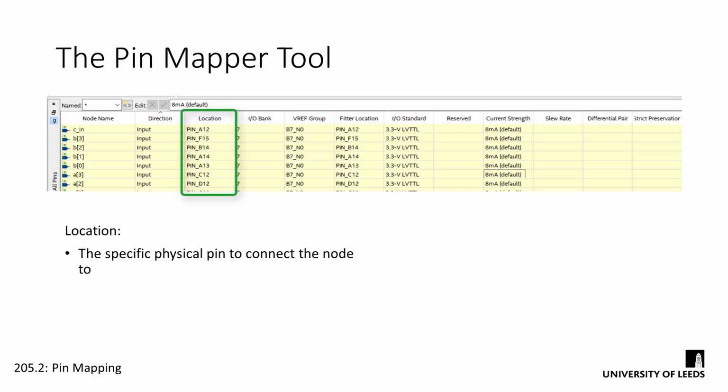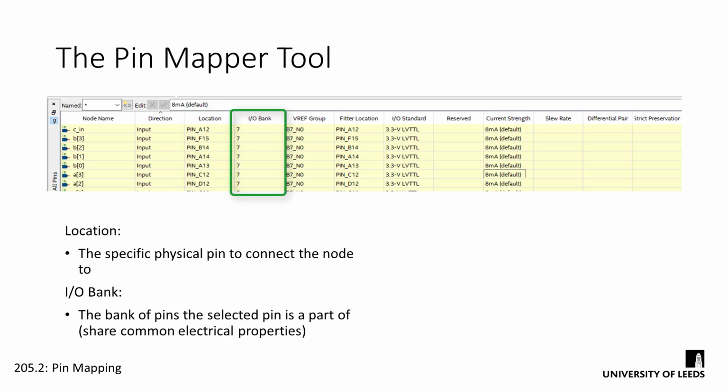The location is the key column here. In a fresh design, this will be completely blank, as you'll see later, meaning that the node isn't actually connected to a physical pin. We type in the name of the pin that we wish to connect the node to, and the next time the fitter is run, it'll assign the signal to that pin.